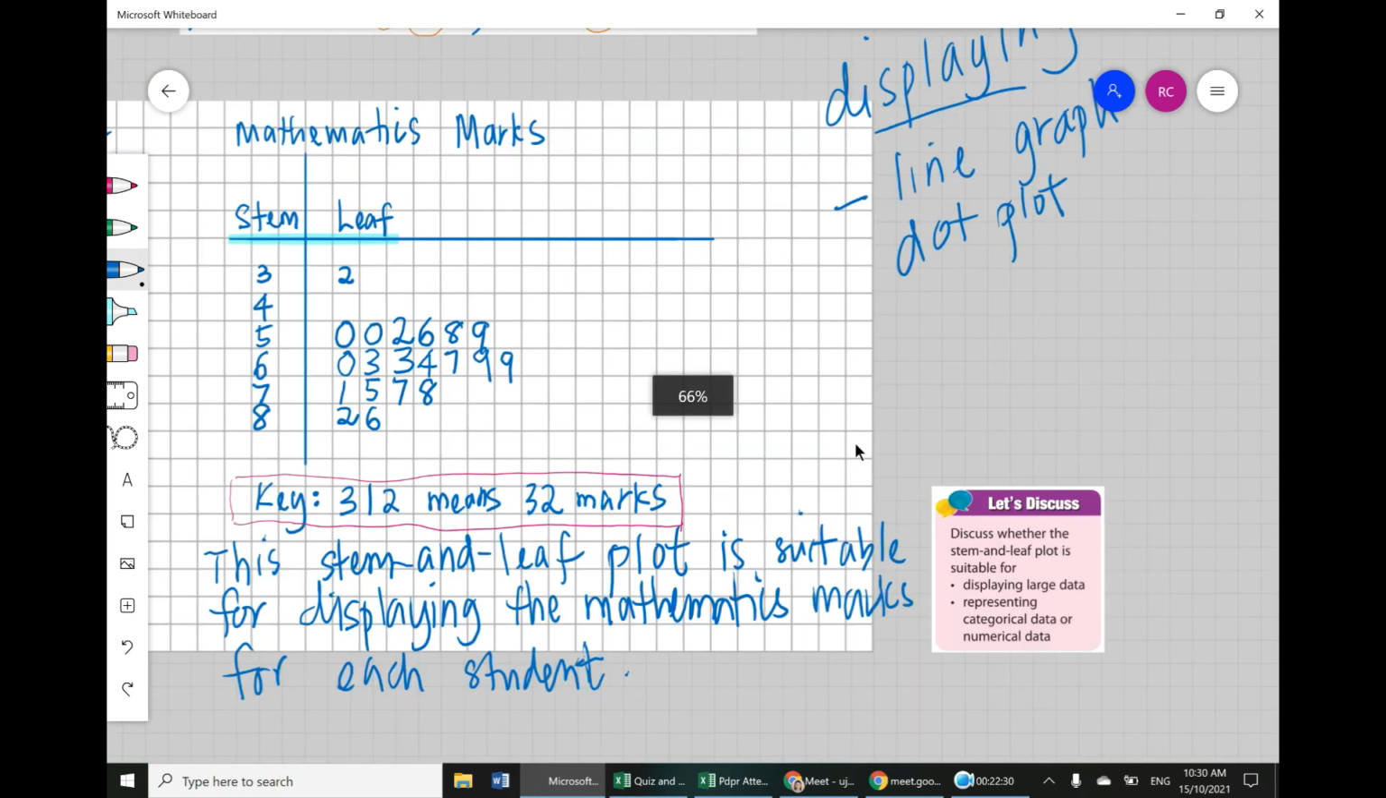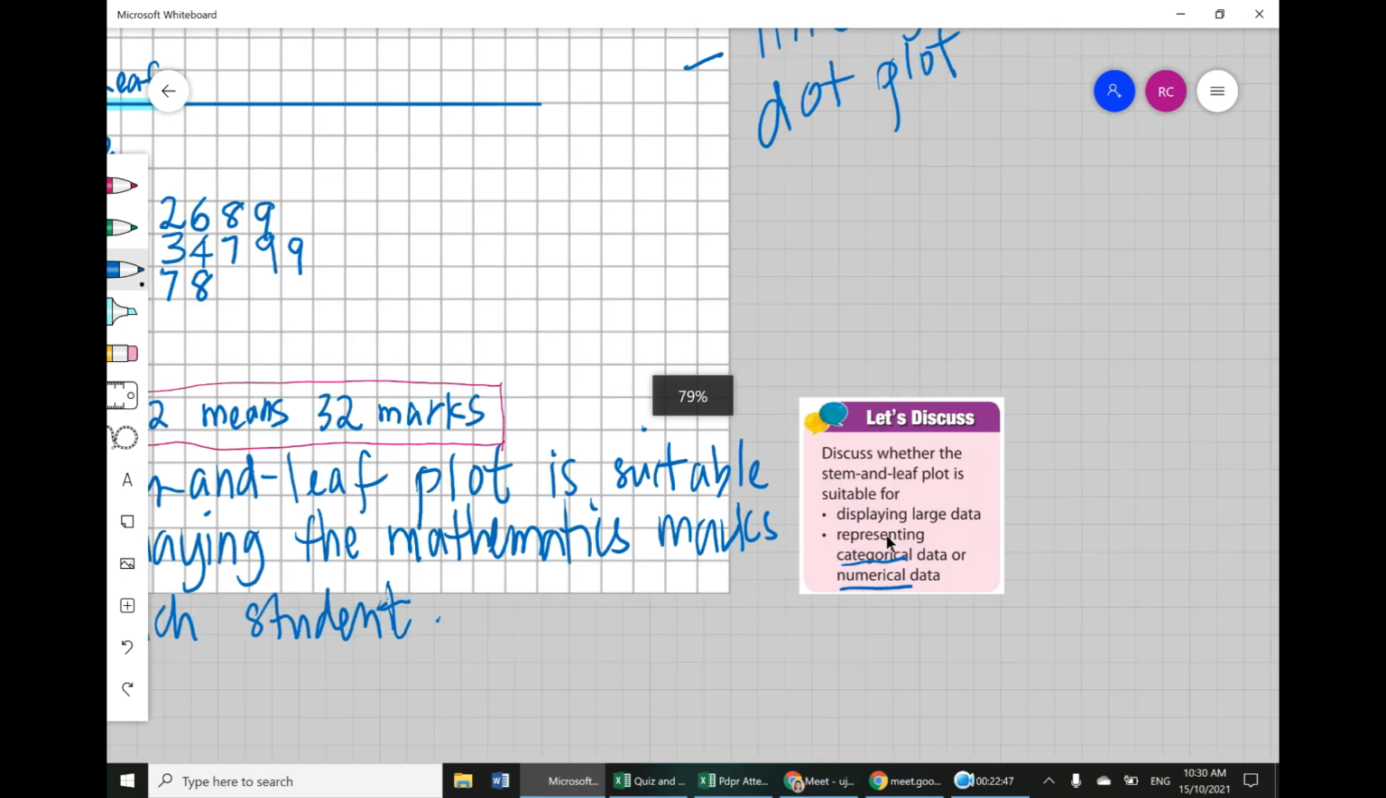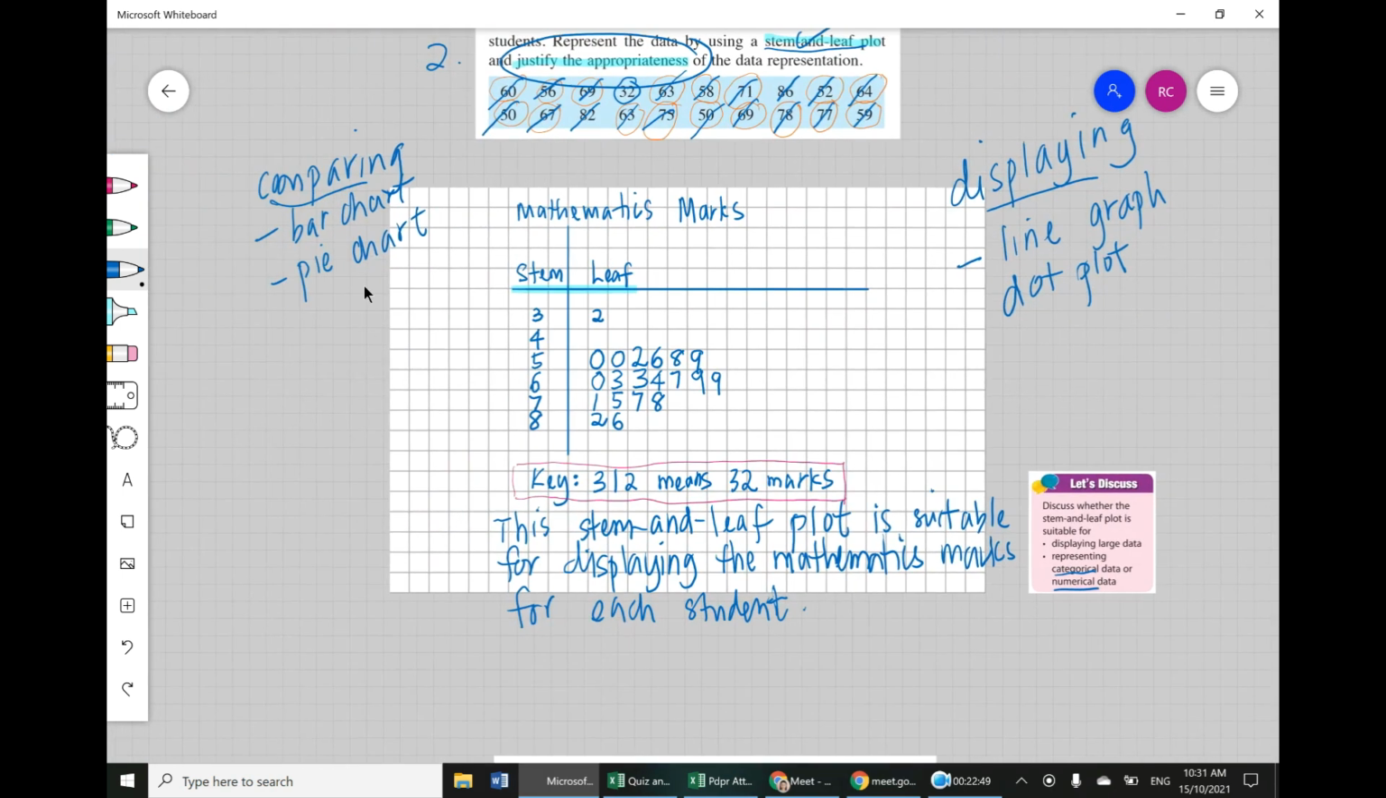Okay, now we look at the second one here. Discuss whether it is suitable for representing categorical data or numerical data. What do you think? This one or this one? Numerical data. Yes, very good. It is more suitable for representing numerical data. That's why you see the stem is the value of 10, and then this one is to represent the value of ones. So, for numerical data only.